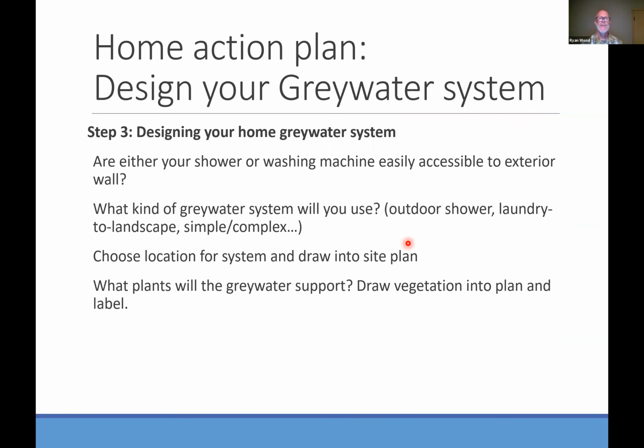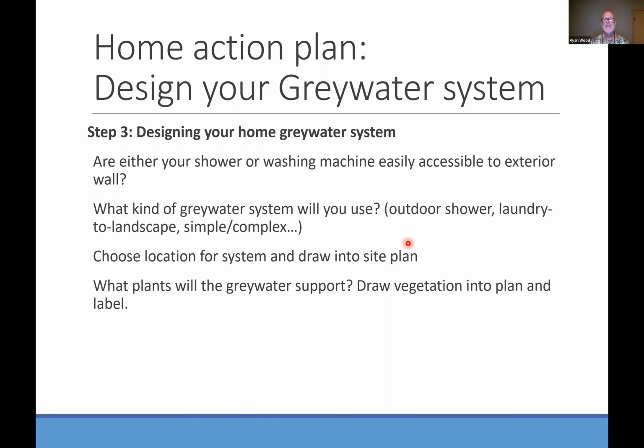All right, so draw that in on your plan, sketch it out. What kind of gray water system are you going to use? Choose a location. But definitely on those plans, I would focus on the ones that are going to really require the most water.